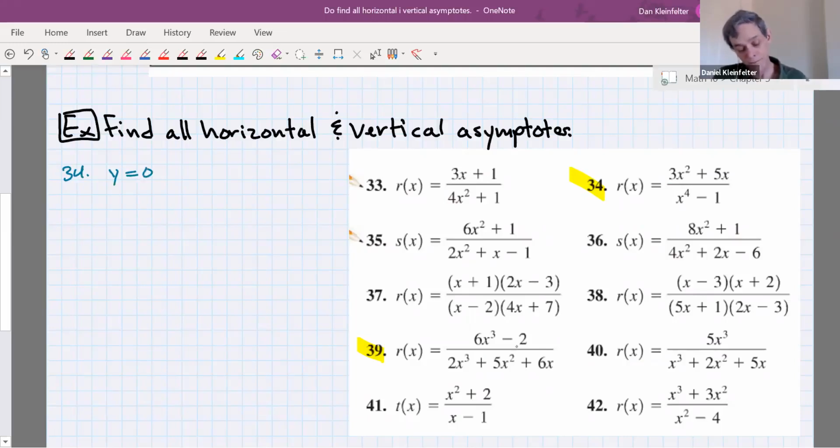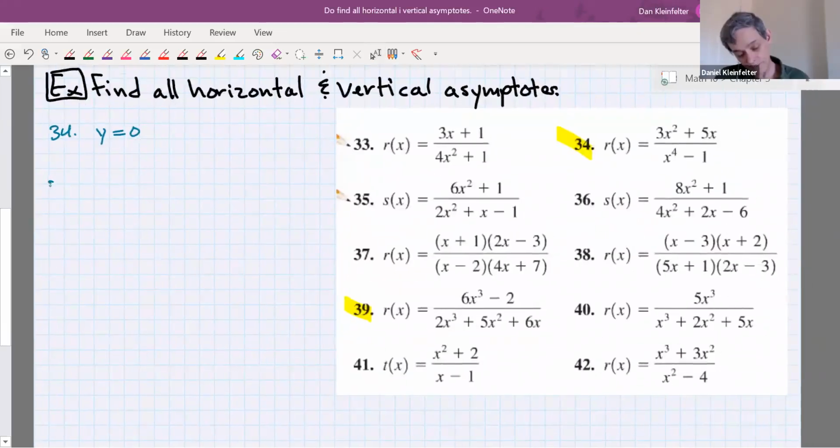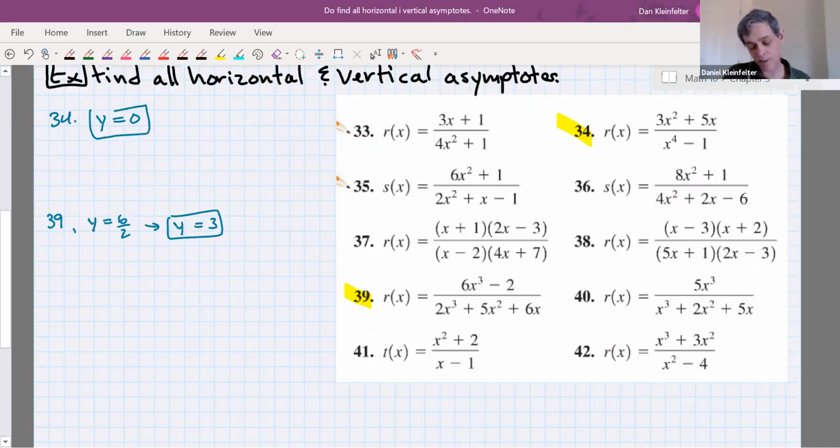Okay. For 39, it's 6x cubed over 2x cubed. The leading terms are both x cubed, and so it'll be 6 over 2. And that's just y equals 3. All right, so that has been a couple of horizontal asymptotes.